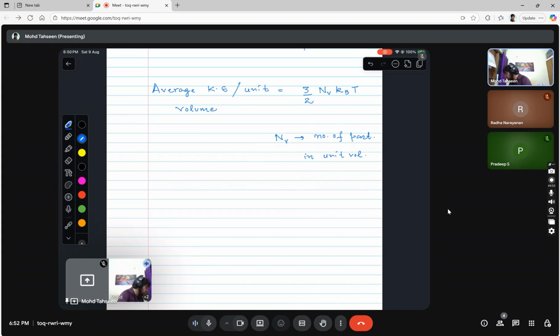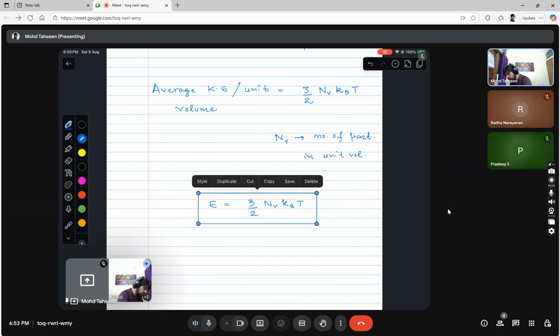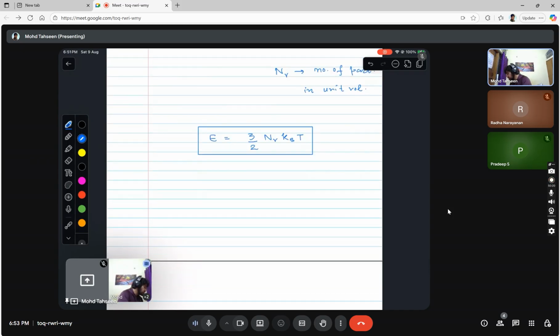So this is one, and the other quantity that we can define here is, let's call this E, okay? This average kinetic energy per unit volume, or the energy density for short. Let's call it E. So E will be equal to this quantity here. Please feel free to ask questions if you have any, or if you want me to repeat. Okay, so this is E.